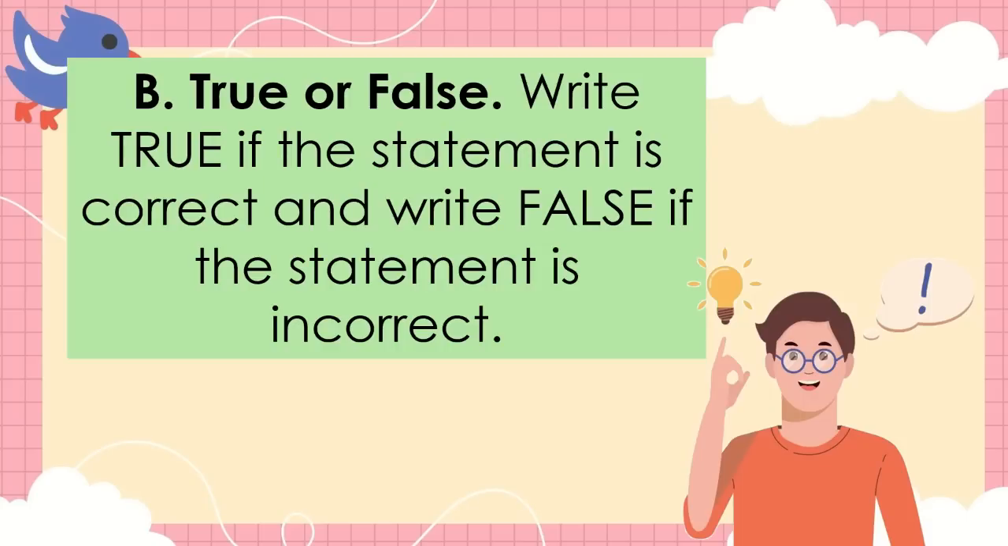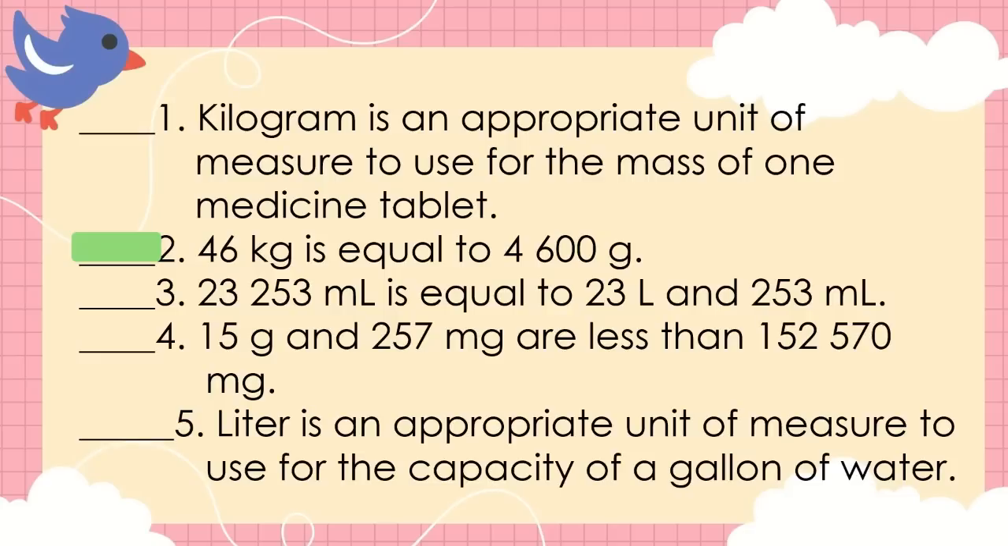True or false? Write true if the statement is correct and false if the statement is incorrect. 1. Kilogram is an appropriate unit of measure to use for the mass of one medicine tablet. 2. 46 kilograms is equal to 4,600 grams. 3. 23,253 ml is equal to 23 liters and 253 ml.